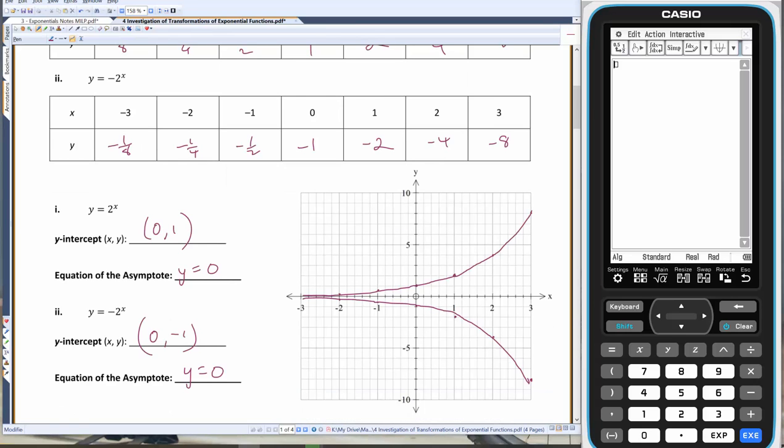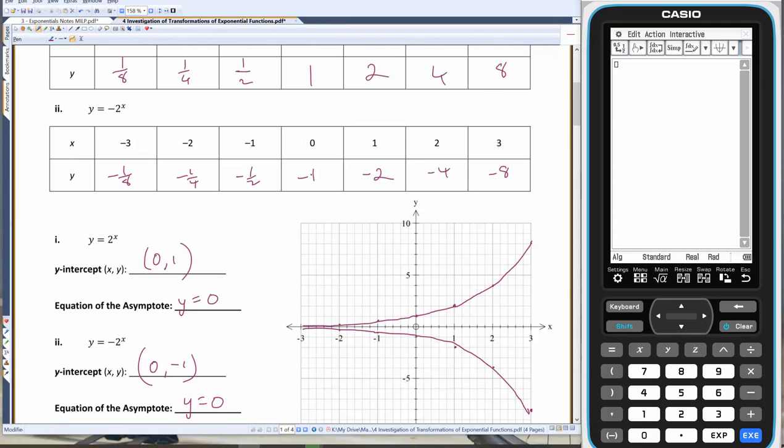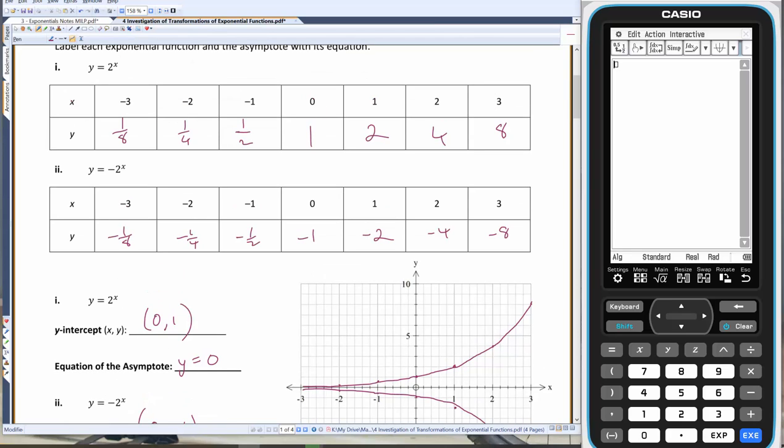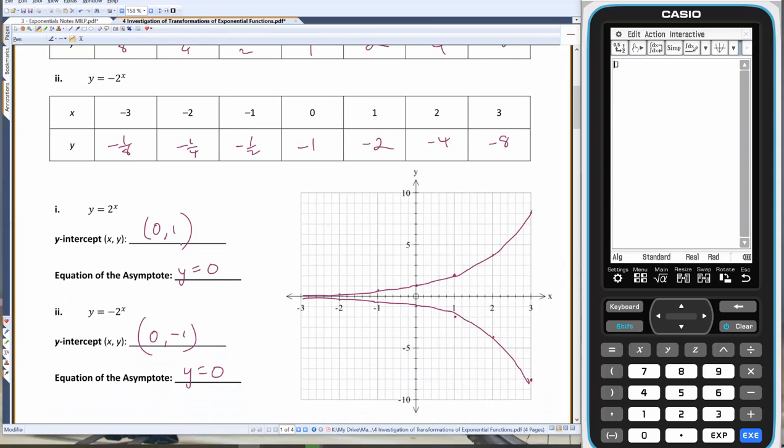Okay, so I've just unpaused the video now, and hopefully the results of your work look as follows. I've completed the table of values for 2 to the x and negative 2 to the x, and I've noted the following things. I've got a y-intercept of (0, 1) and a y-intercept of (0, negative 1). The equation of the asymptote for both of these functions, which I forgot to draw here, is y equals 0. Make sure you draw that with a ruler. This one here was y equals 2 to the x, and this one here was y equals negative 2 to the x.